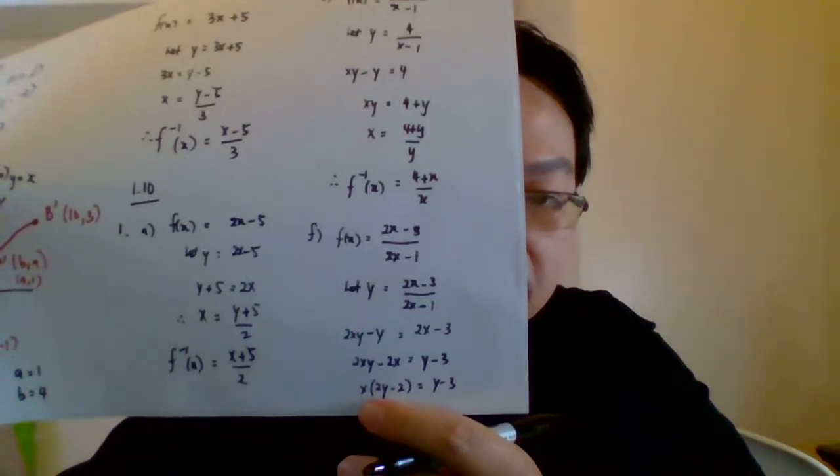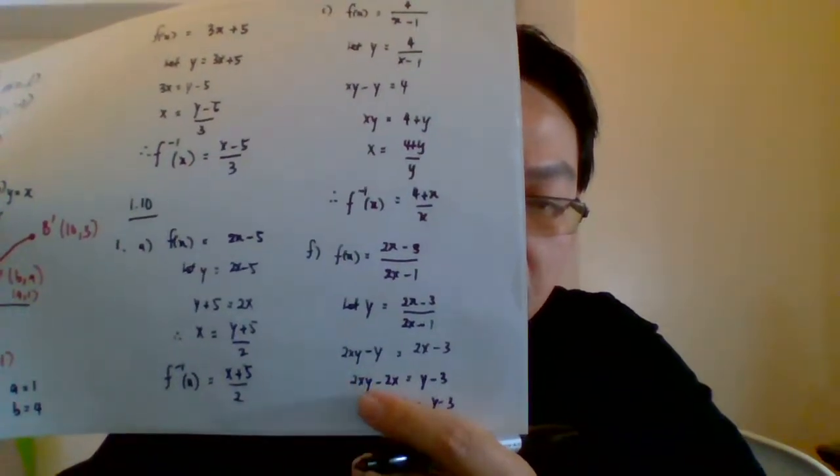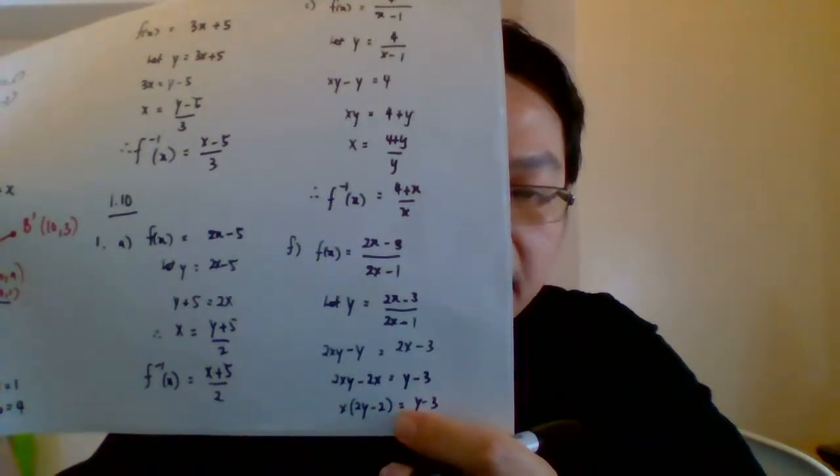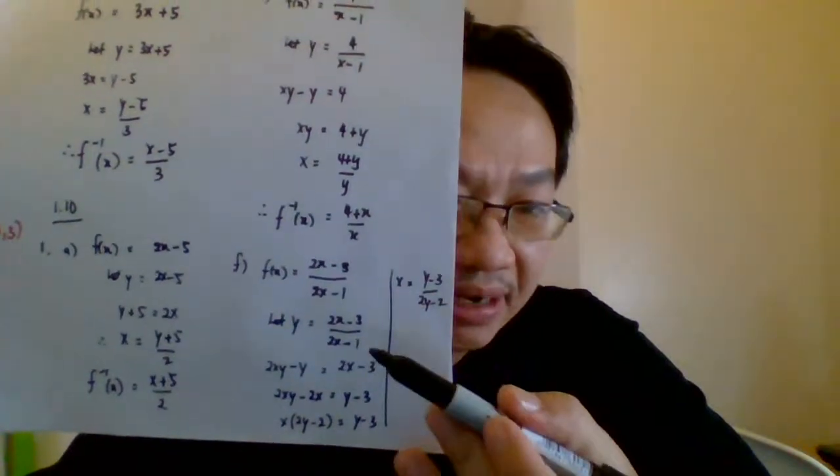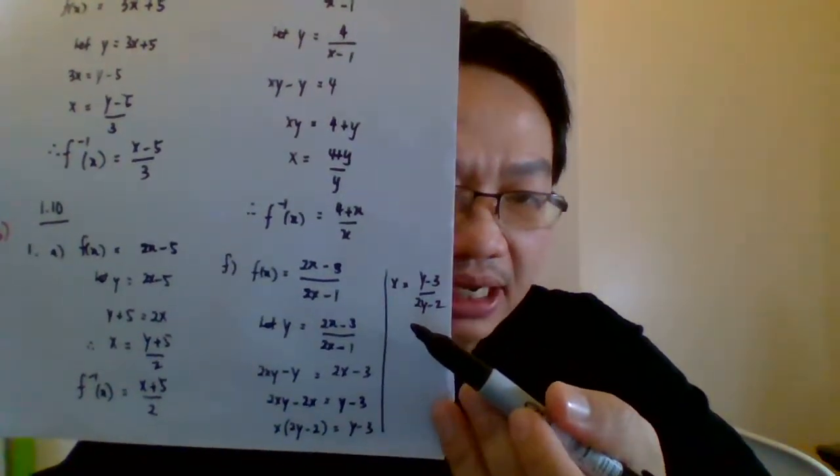So here, what we can do, we just factorize x. So it becomes x bracket 2y minus 2 close bracket equals y minus 3. Now we want to find x. So x will become y minus 3 over 2y minus 2. Okay, this is our objective, our x must become the subject.